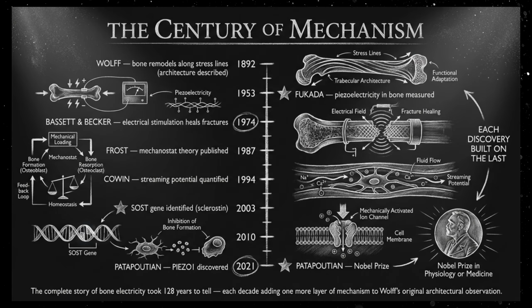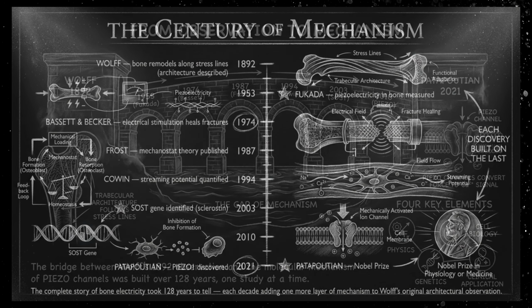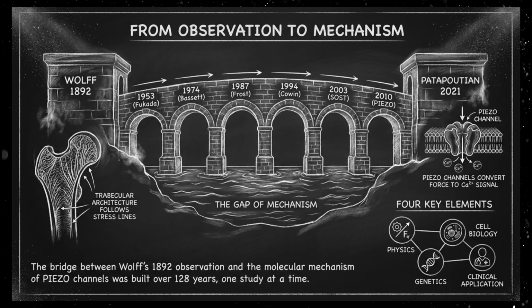When mechanical strain rises above what Harold Frost at the Southern Colorado Clinic and Research Institute defined as the minimum effective strain threshold, in the range of 1,000 to 3,000 microstrain for human bone under physiological conditions, the osteocyte network responds by drastically reducing sclerostin secretion. The WNT pathway is released from inhibition. Osteoblast precursors differentiate. New bone matrix is deposited in the exact locations where the strain signal was highest.